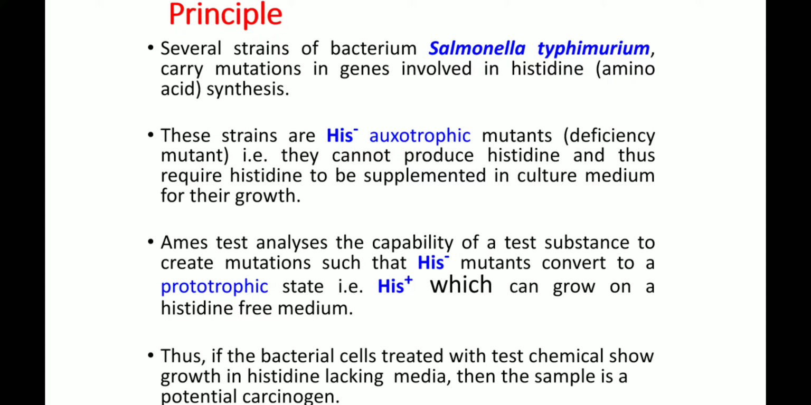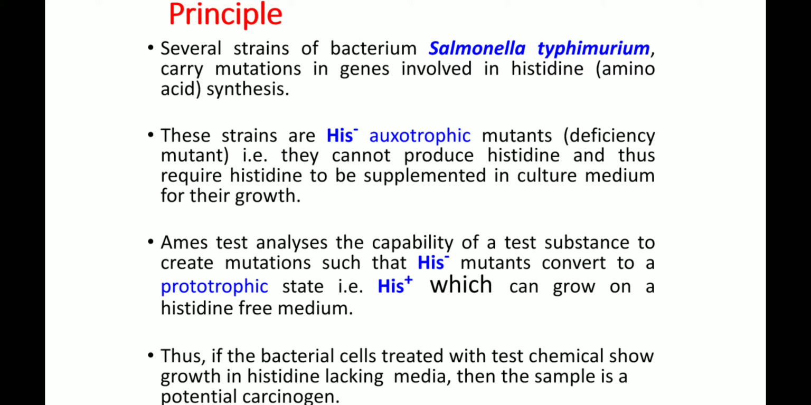What I am trying to explain is that in Salmonella typhimurium, there are various strains which are auxotrophic for histidine, because there are mutations in the histidine operon or in the enzymes which help in histidine biosynthesis, because of which they are not capable of synthesizing their own histidine and they are dependent on an external source of histidine for their growth.